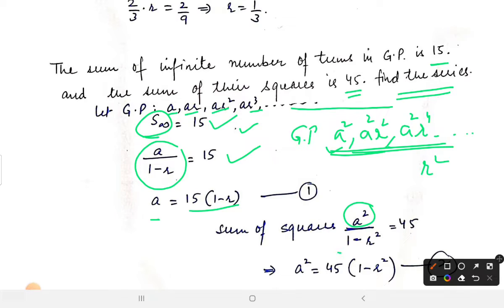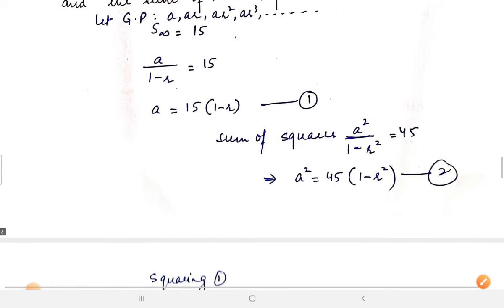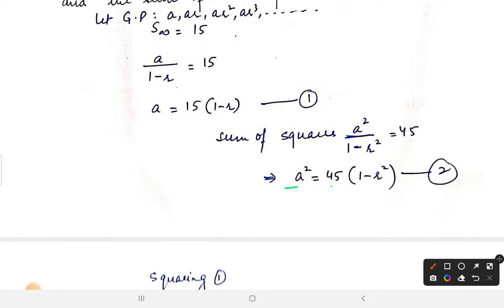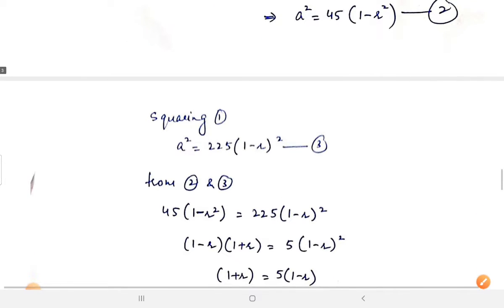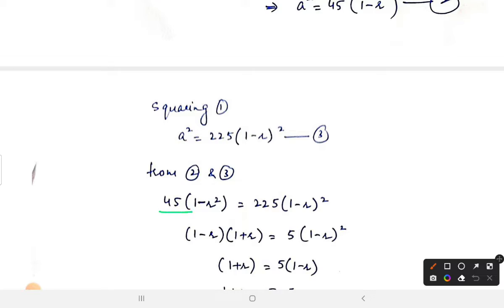So we have a square upon 1 minus r square is equal to 45, which is given to us. So let us now calculate. We have a square is equal to 45 times 1 minus r square. Also we have a is equal to 15 times 1 minus r, so a square is equal to 225 times 1 minus r whole square. Let us now divide 2 and 3. After dividing, we have 45 times 1 minus r square is equal to 225 times 1 minus r whole square.